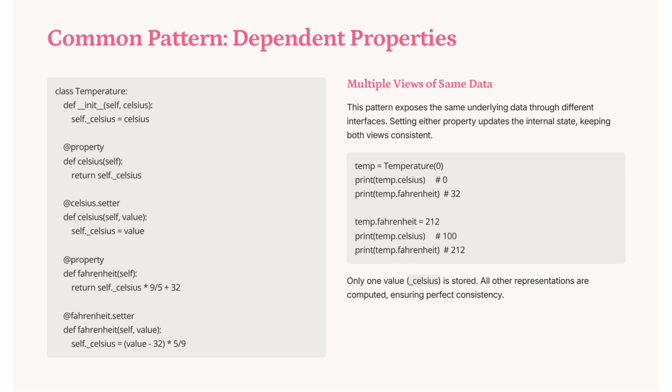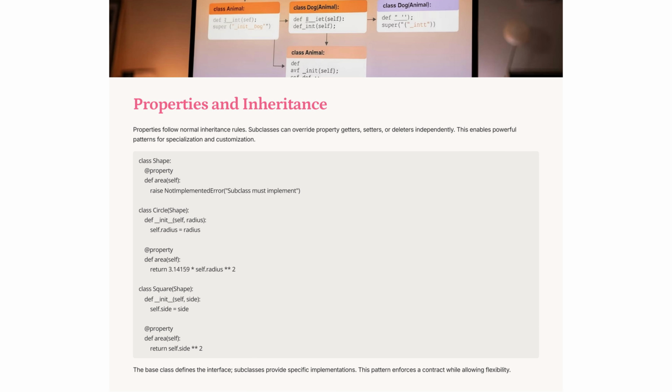Only the Celsius value is stored, while Fahrenheit is computed, illustrating how properties can offer multiple interfaces for the same underlying data. Properties in inheritance allow subclasses to override getters, setters, or deleters, enabling specialization.